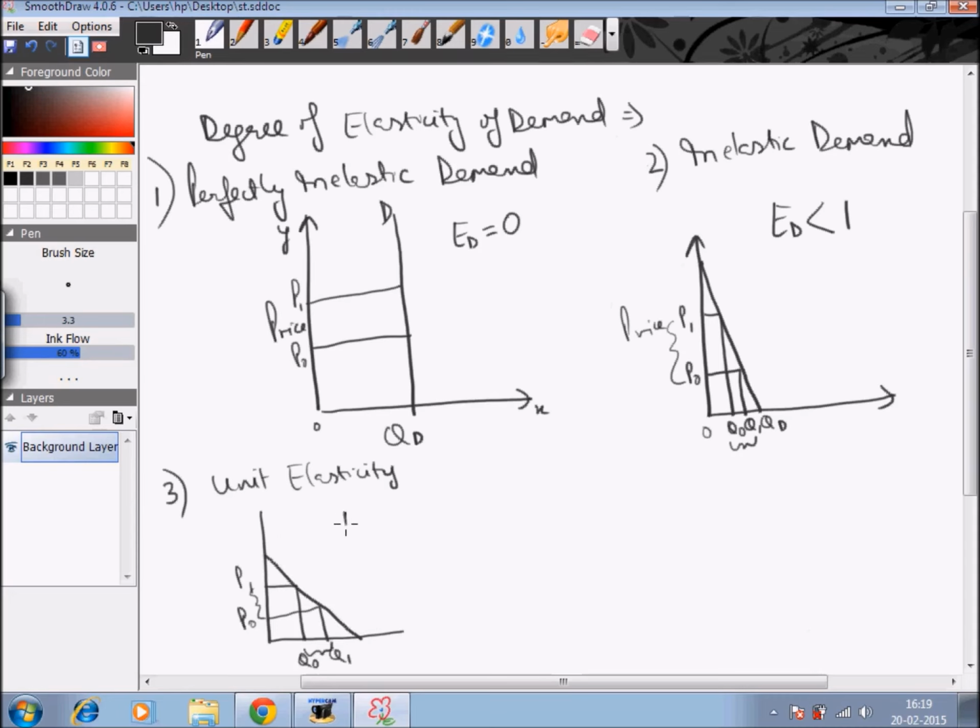Here in this particular case, ED will always be equal to 1. That is, a 1% change in the price of the commodity will have a 1% change in the quantity demanded of the commodity. Now the next type of degree of elasticity is where demand is elastic. That is, ED is greater than 1. So a 1% change in the price of the commodity in this case causes more than a 1% change in the quantity demanded of the commodity.